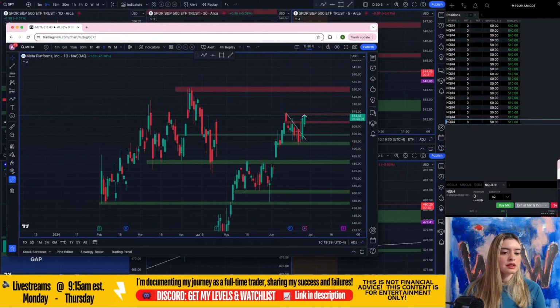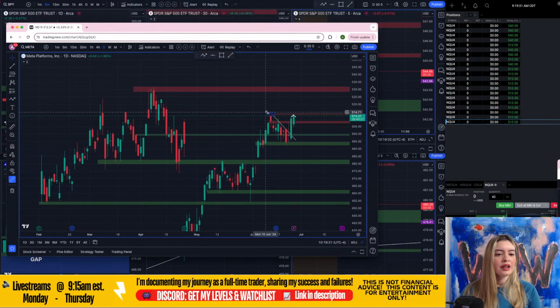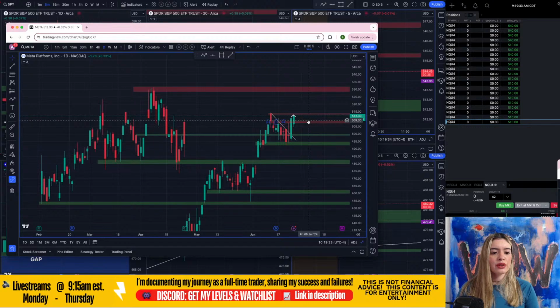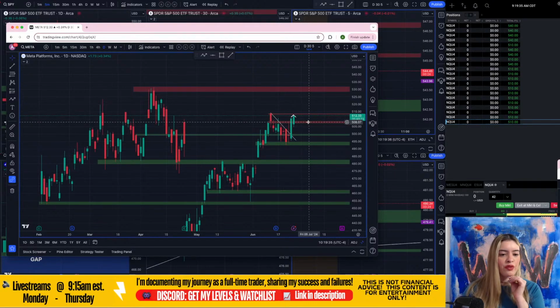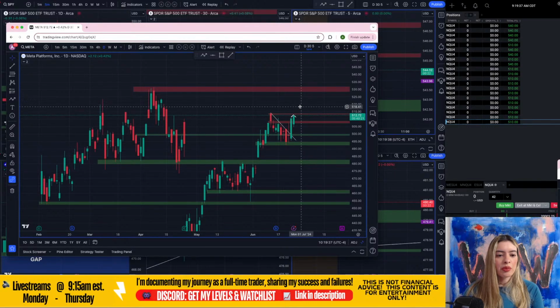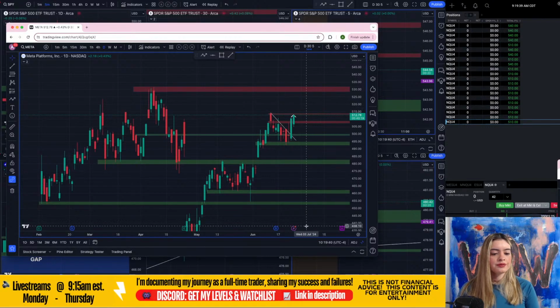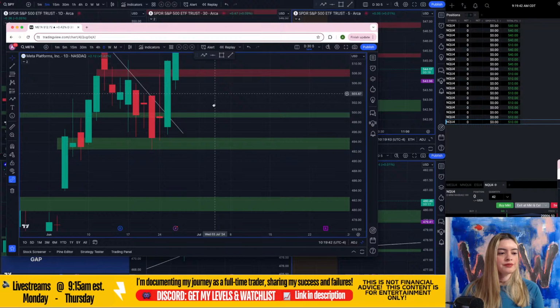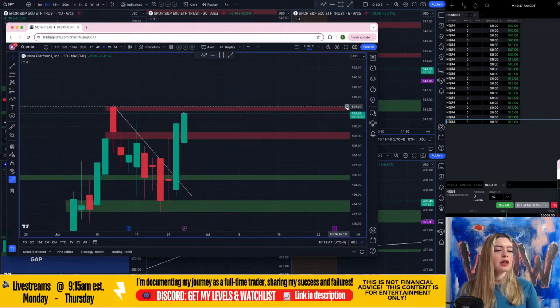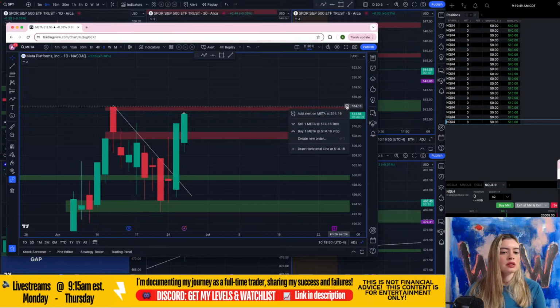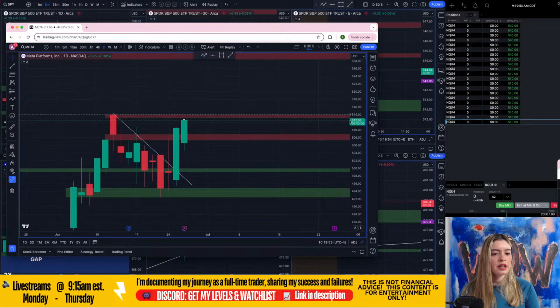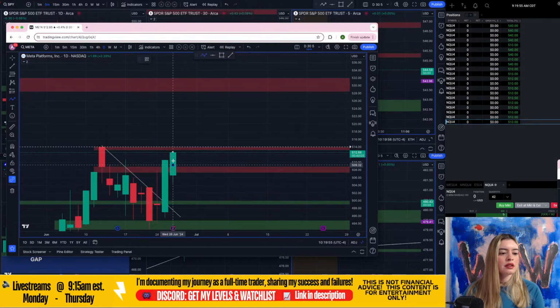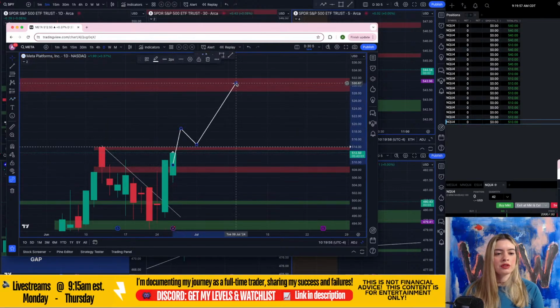So right now it's late to enter Meta here. The entry for today was 509, but if Meta can do a break and retest at this level here, let's put an alert there. That's our next entry, that's our next entry to play this move.